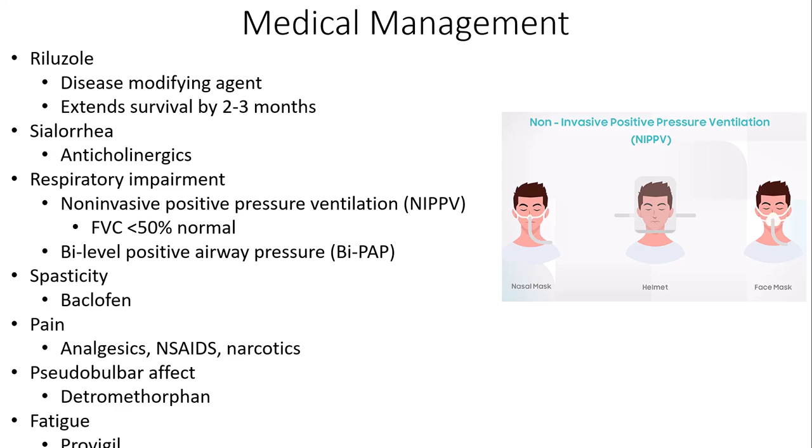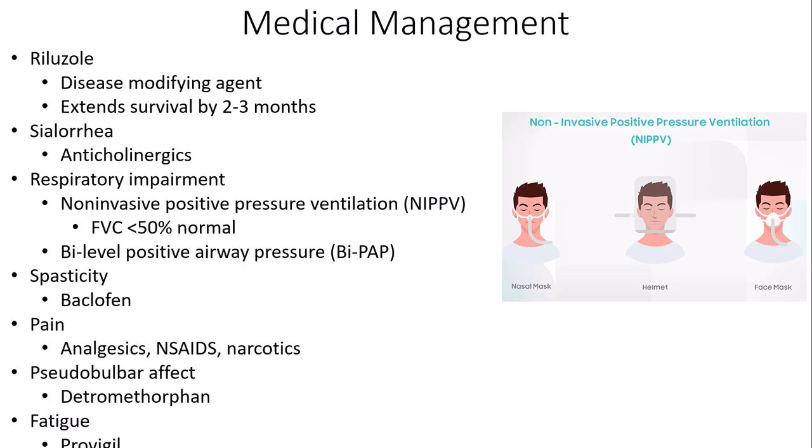And this is a disease-modifying agent, but the use of this drug only extends survival by 2 to 3 months. So the other problems that patients have because they have difficulty with facial nerve paralysis is the sialorrhea, where they're going to be drooling because they can't control their facial muscles. And to manage this, it's typically an anticholinergic drug.